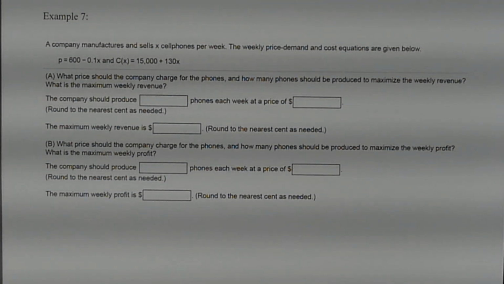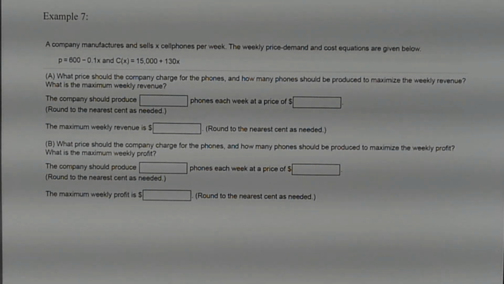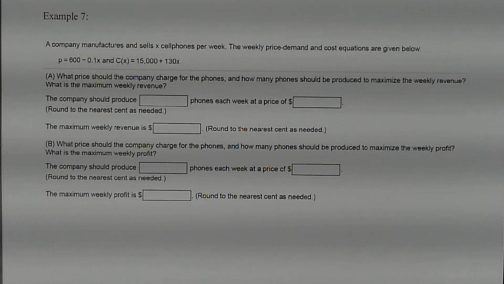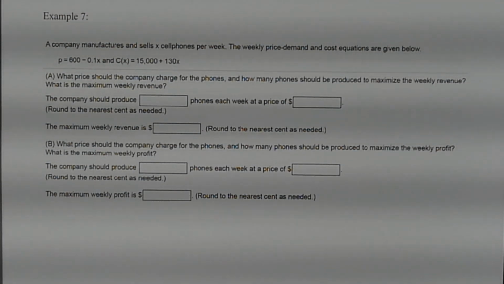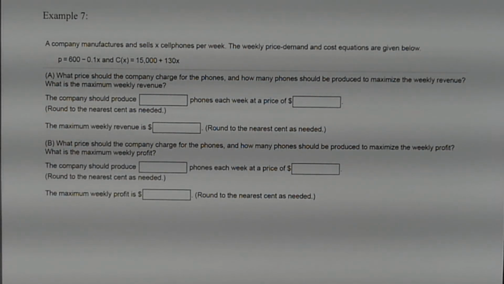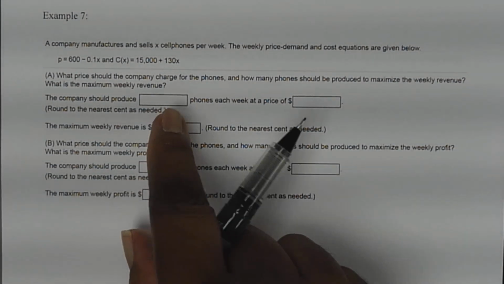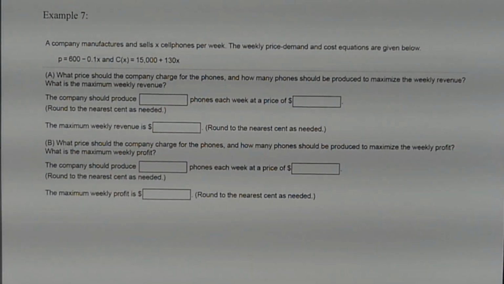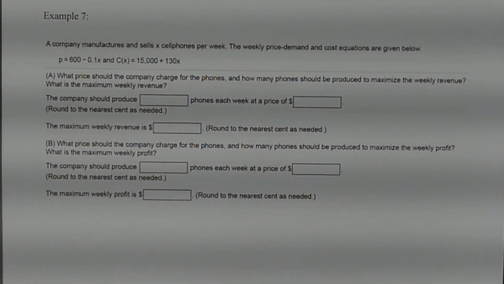Here's the two-part question. What price should the company charge for the phones, and how many phones should be produced to maximize the weekly revenue? And also, they want to know what is the maximum weekly revenue. So here in the homework, they're giving you the question with the answer boxes that you need to fill in. So we're going to start with part A.